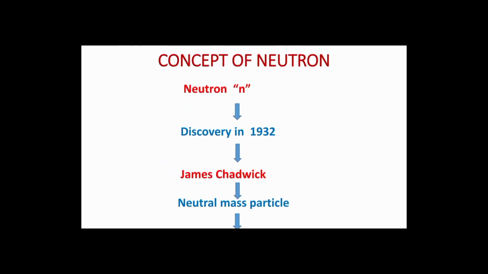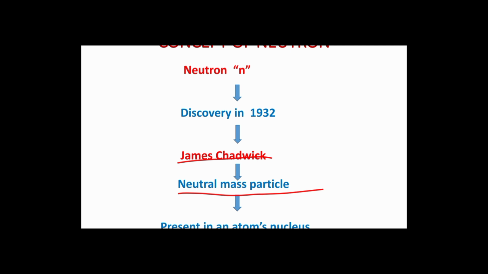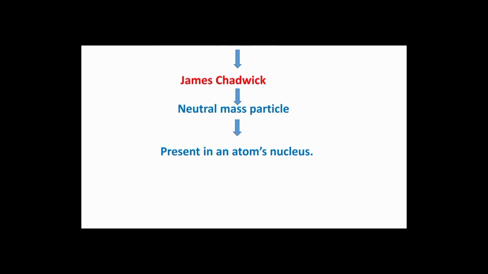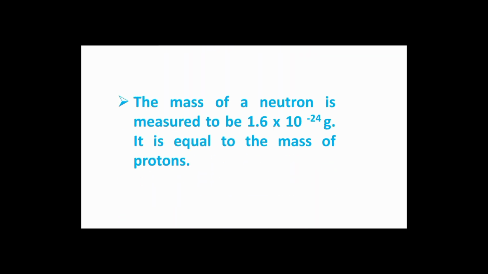Neutron was given by James Chadwick. The neutron particle was discovered in 1932 and is present in the atom's nucleus. The mass of a neutron is equal to the mass of a proton.